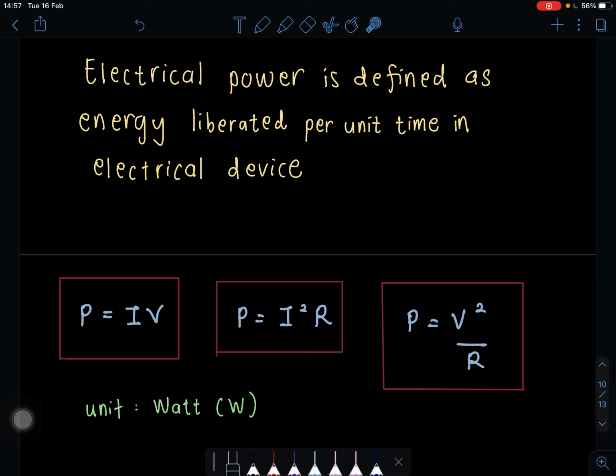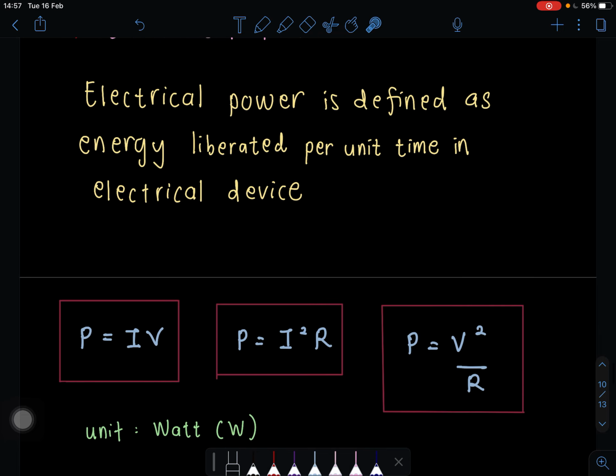Now we look at the electrical power. Okay, the formula for electrical power. Since by definition, power is the energy liberated per unit time in an electrical device, which means power is equal to energy per unit time. And since energy was IVT, and then divided by T, here it will cancel. So power will be equal to IV, which is why we get the first formula.